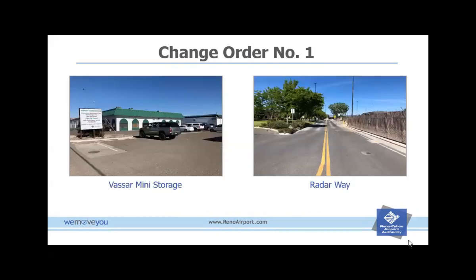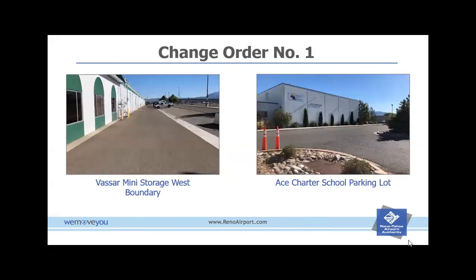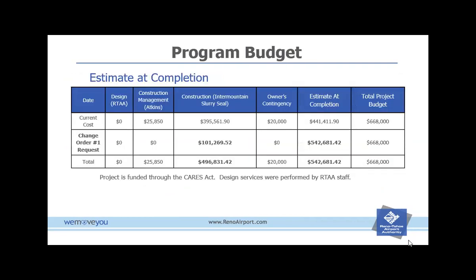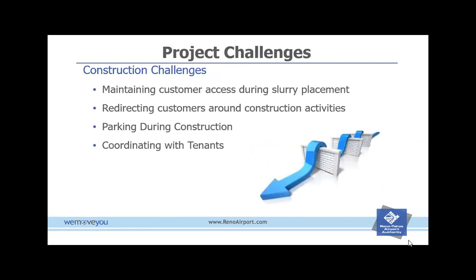So, some photos of the areas that we're treating: the Vassar mini storage, Radar Way in the North Ground Transportation lot, the Ace Charter School parking lot, ARF parking lot, Aircom's parking lot. So the change order is $101,269.52, bringing the construction contract up to $496,831.42. They're still under the total program budget though, by quite a bit.